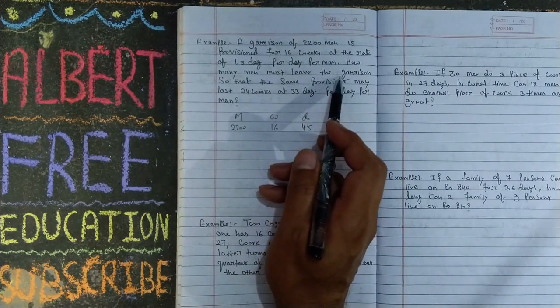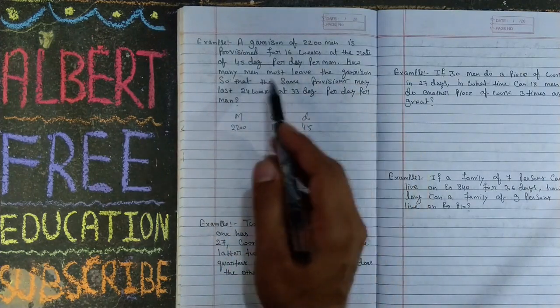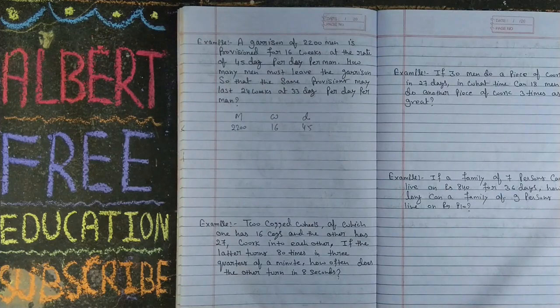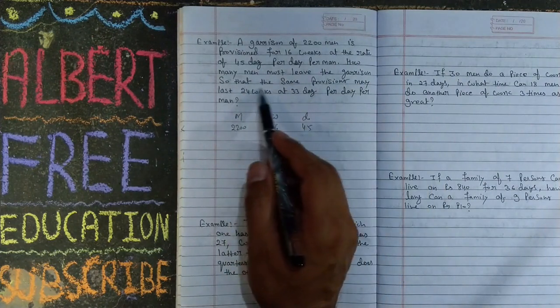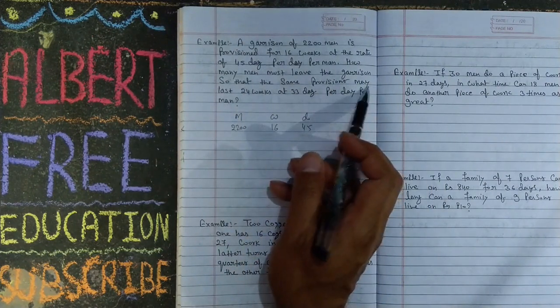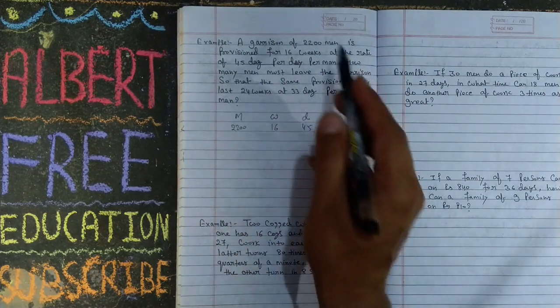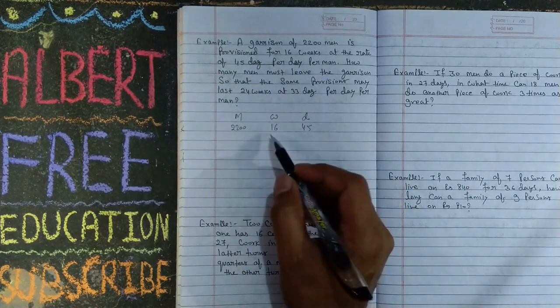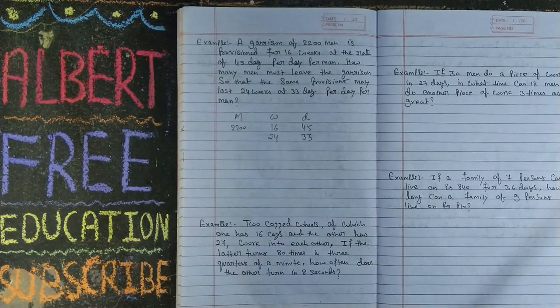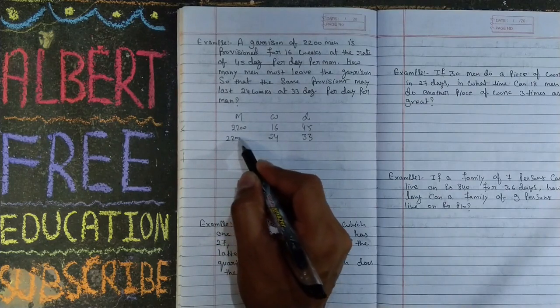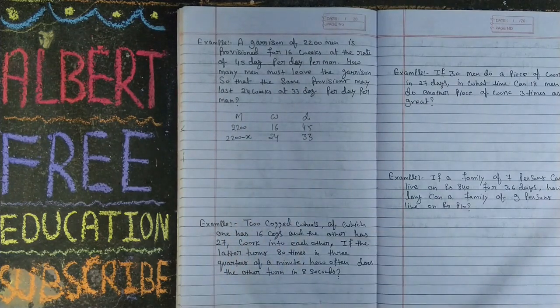How many men must we leave the garrison? Some people will go from this place, so that the same provision may last 24 weeks, for 33 dag per man per day. So you have to remove something from 2200: 2200 minus x, you have to find the value. So how to solve this?